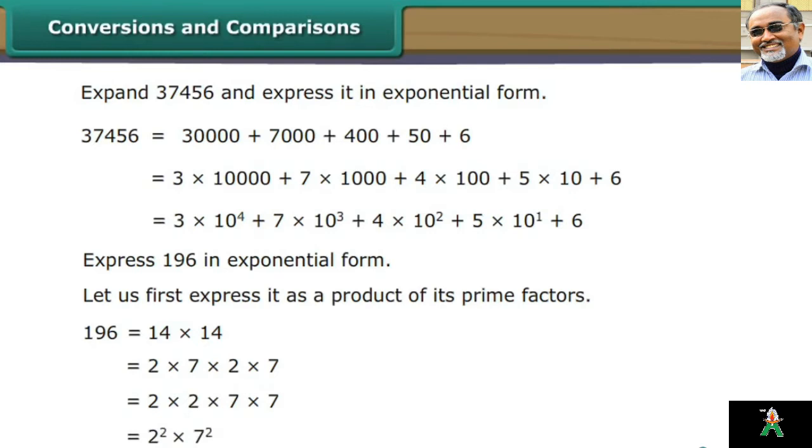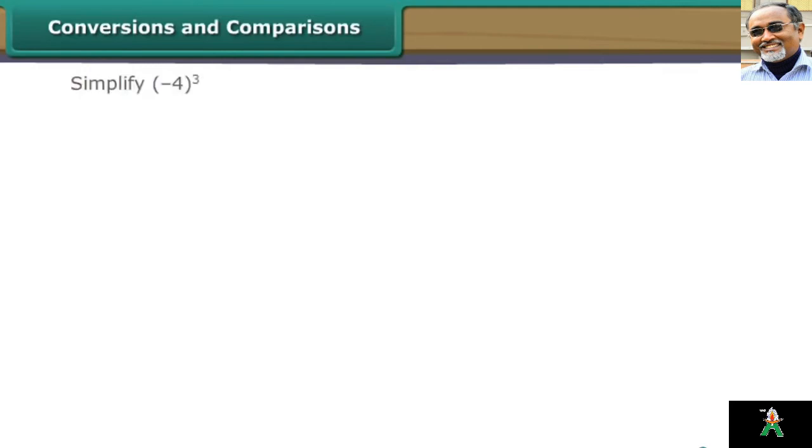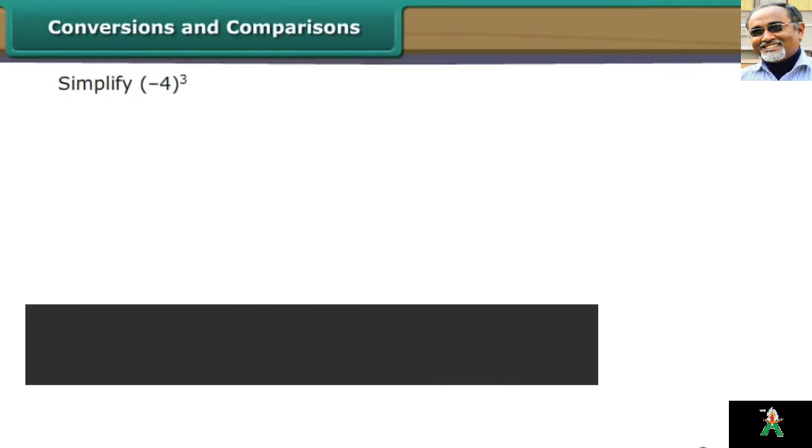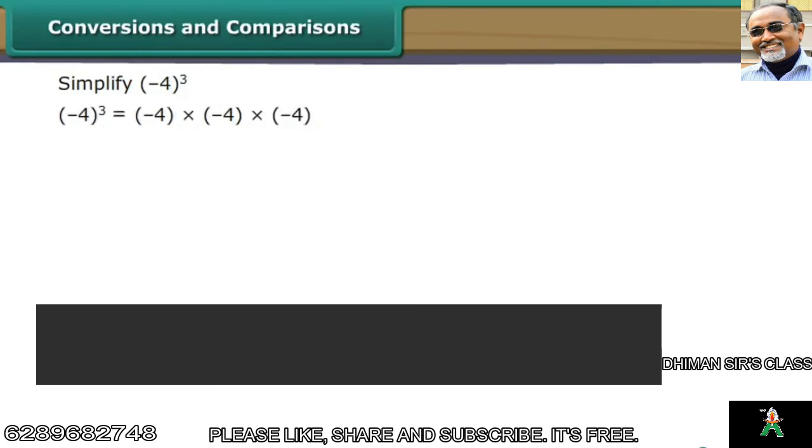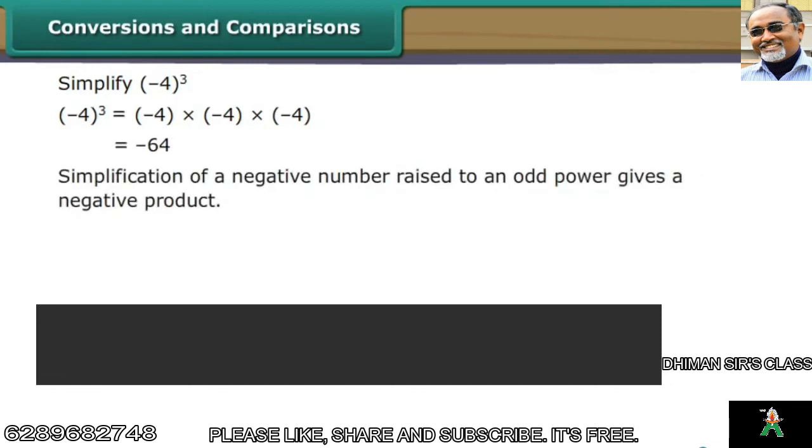Let us now convert some exponential numbers into their original form through simplification. Let us try to simplify minus 4 raised to the power 3. Minus 4 raised to the power 3 may be expanded as minus 4 into minus 4 into minus 4, which is equal to minus 64. Simplification of a negative number raised to an odd power gives a negative product.